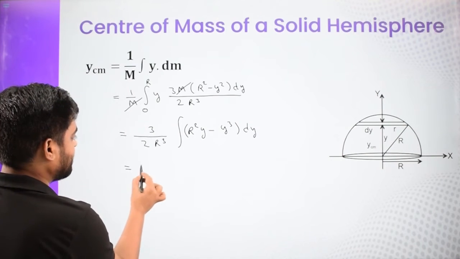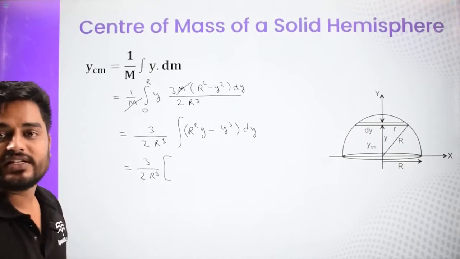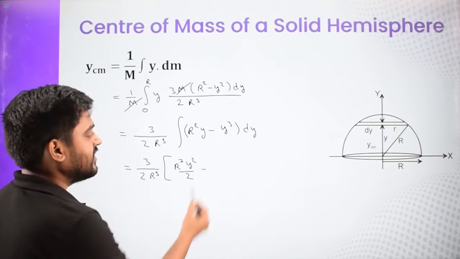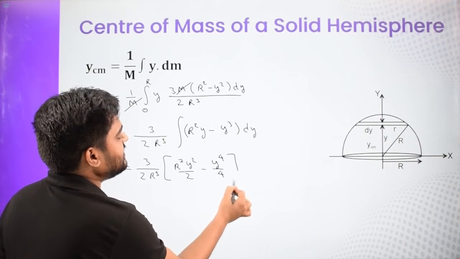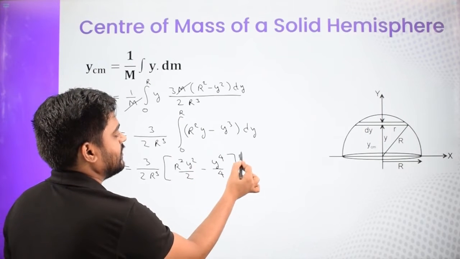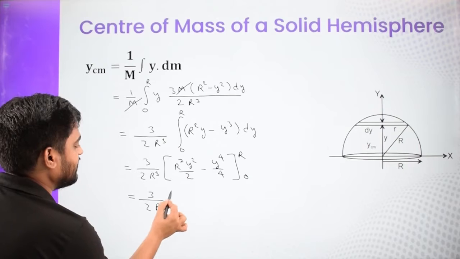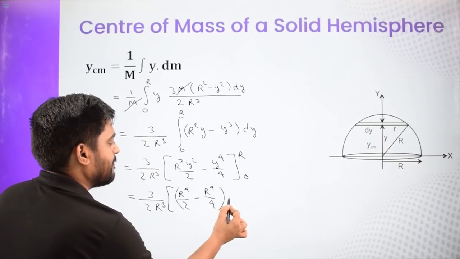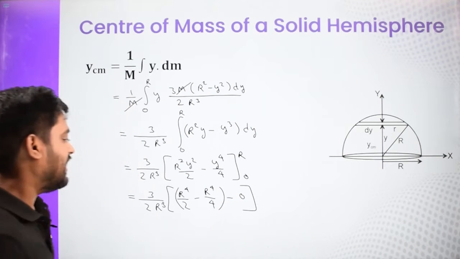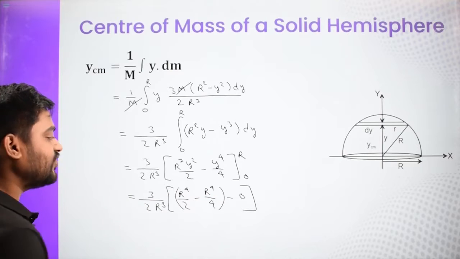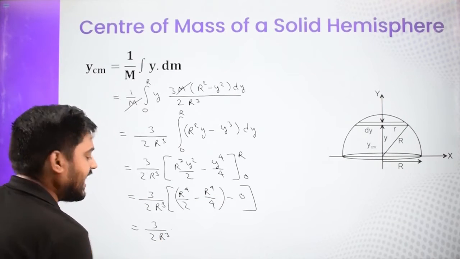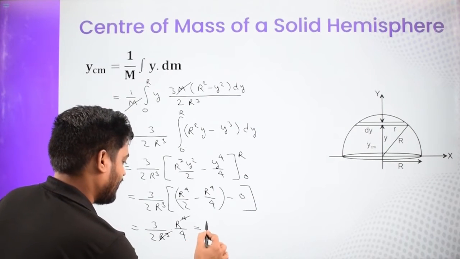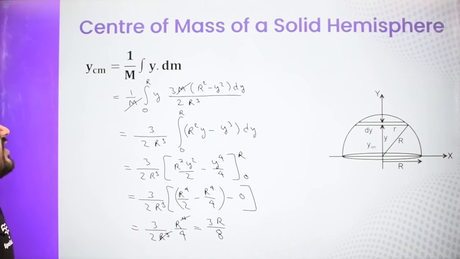So let us integrate, with 3 by 2R cube outside. The integration of this is going to be R square, which is a constant, times y square by 2, minus y raised to 4 by 4. Put the limits 0 to R. Putting the limits, first put R over here. So R raised to 4 by 2 minus R raised to 4 by 4. And when you put 0, you get basically 0. Now let us solve this. So this is basically half minus 1/4, which will give you 3 by 2R cube times R raised to 4 by 4. So cancel this R cube with the power 4. We get 3R by 8. And that is going to be our y coordinate of the center of mass.